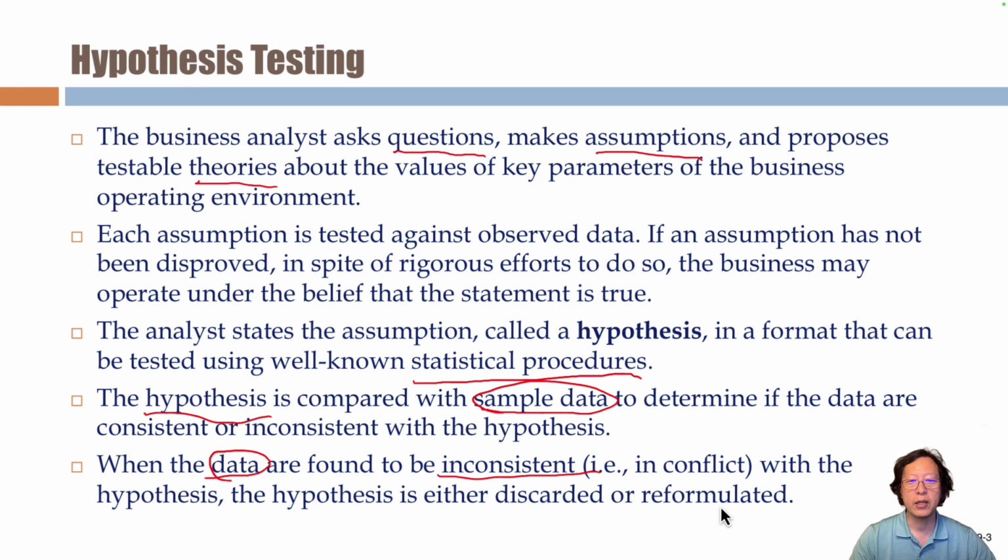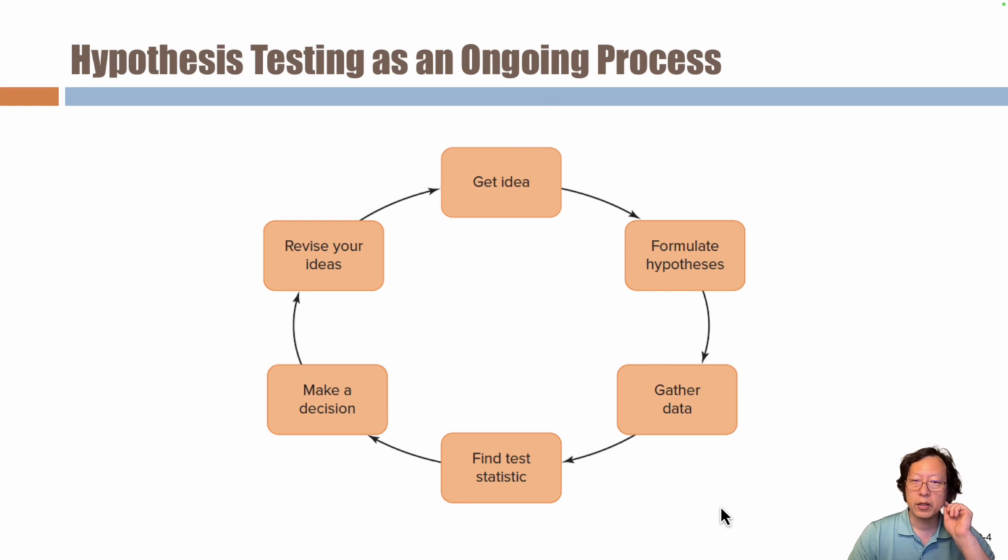Hypothesis testing is trying to make a statistical conclusion. Once you have an idea and create a hypothesis, you gather the data, find the test statistic and make a decision, which is to make a conclusion. Then you revise, and you go back to the first step.